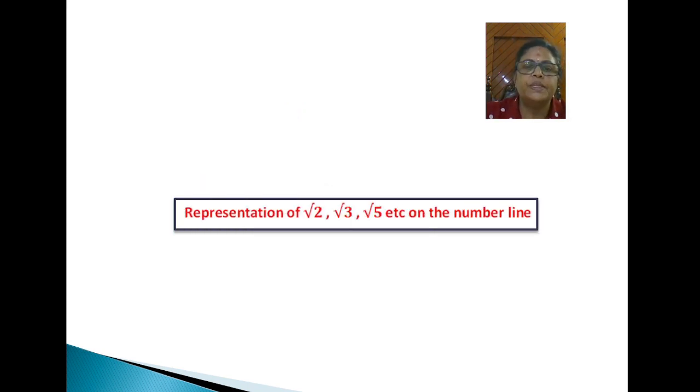Now representation of root 2, root 3, root 5, etc. on the number line will be the next class. Up to that, you have learned today's class.